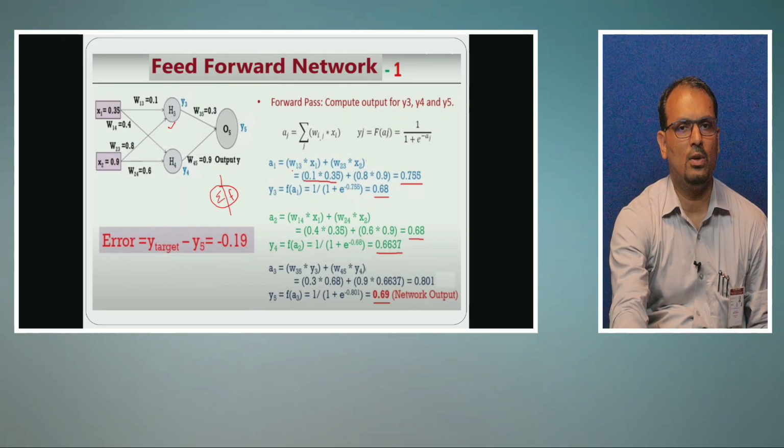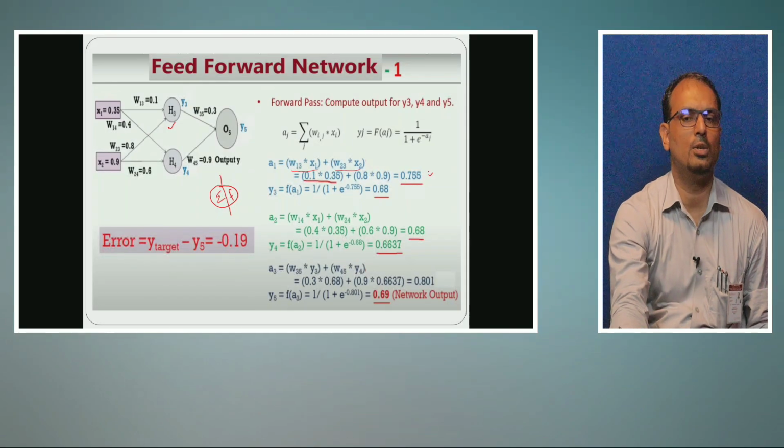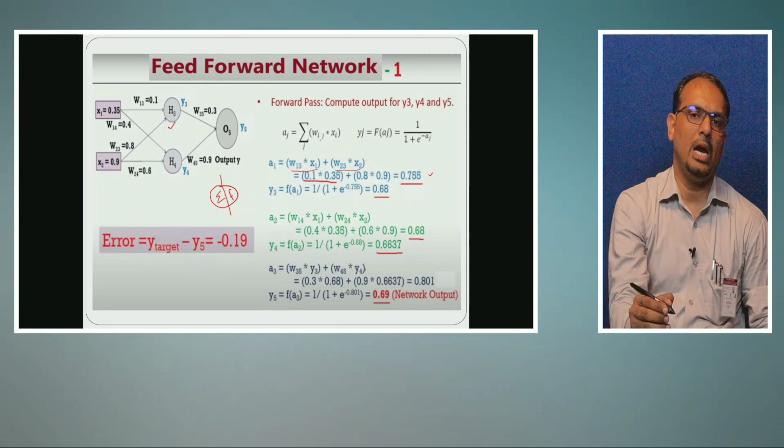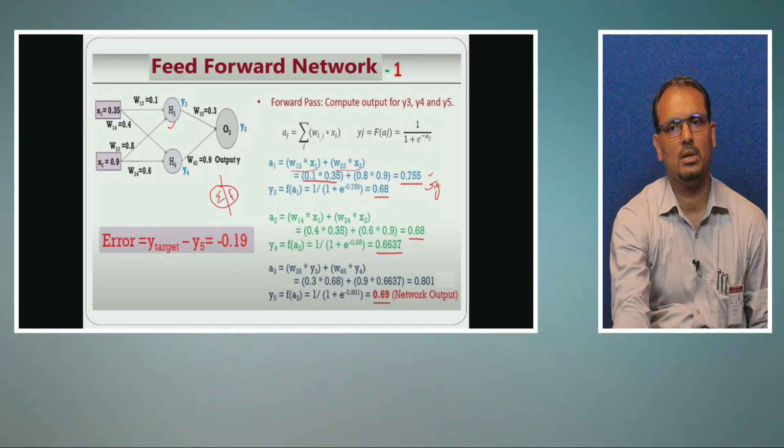The weight values go into input x1, the weight values 2, 3 into x2, and all these values are given. So what is the value here? You got it, 0.755. And when you apply the activation function, which one? Sigmoid function. Sigmoid function is what we normally use there.